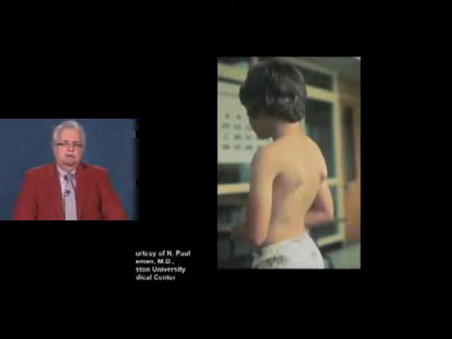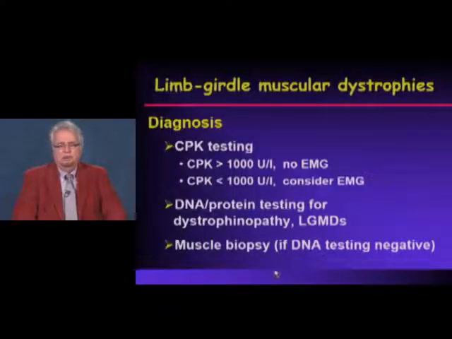You can see that in a patient who has LGMD, you can have, even as the patient is standing there, winging of the scapulae. The scapulae seem to stick out, suggesting there's weakness of the muscles around the shoulder and the scapulae. Very typical of LGMD, but also of FSH muscular dystrophy, of course.